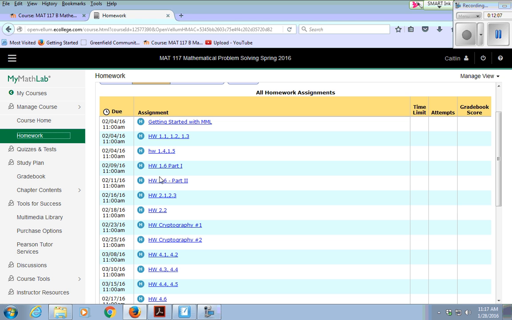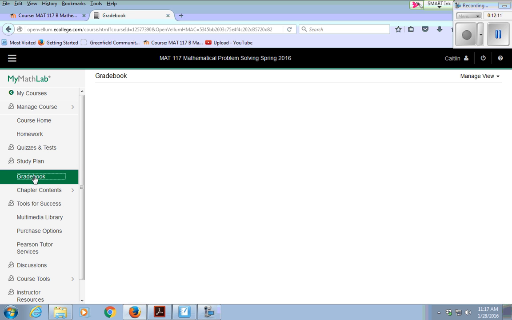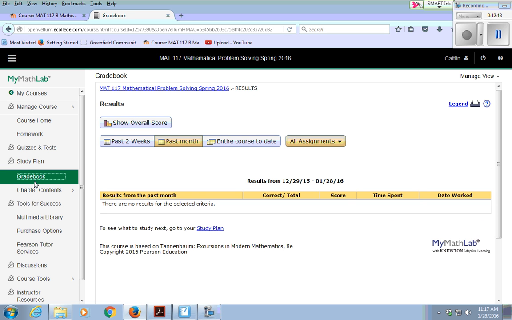Just click on the assignment name when you're ready to start working on it. The other thing you might use is the gradebook. This is strictly for your homework grades. It's not like your grade for the class. So I have no results right now because I haven't done any homework.